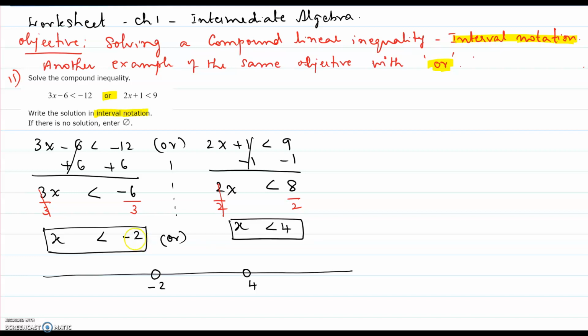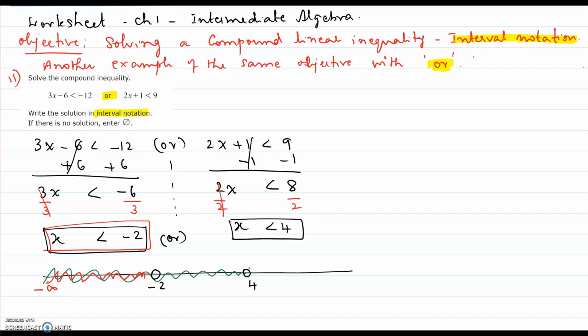X less than negative 2. In order to do that, we will color this in red, all to the left of negative 2. That means it's negative infinity to negative 2. Negative 2 not included. Negative infinity not included. All to the left of 4. So we will color that differently. All to the left of 4, that is in green. So it is negative infinity to 4.